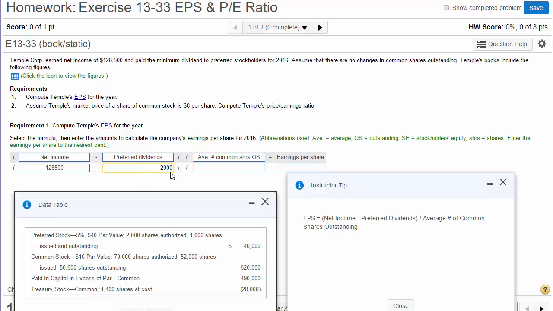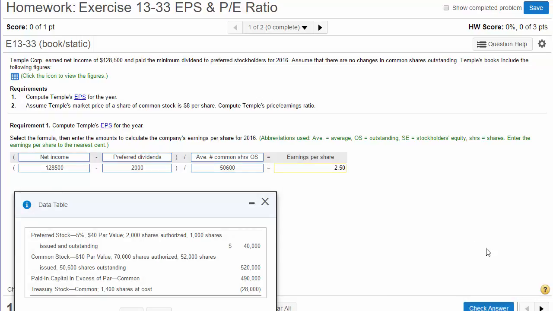Now we have to calculate the average number of common shares outstanding. Notice up here it says assume there are no changes in common shares outstanding. So the amount of outstanding shares is constant throughout the year, and therefore we don't have to calculate the average. It never changed. But we do have to calculate the number of outstanding shares. Remember, outstanding shares is the shares issued minus treasury, which is 1,400. Unfortunately, the authors did the work for you. Here's the number of shares outstanding, 50,600. So we take 128,500 minus 2,000 divided by 50,600, which gives us $2.50 per share of profit or earnings.